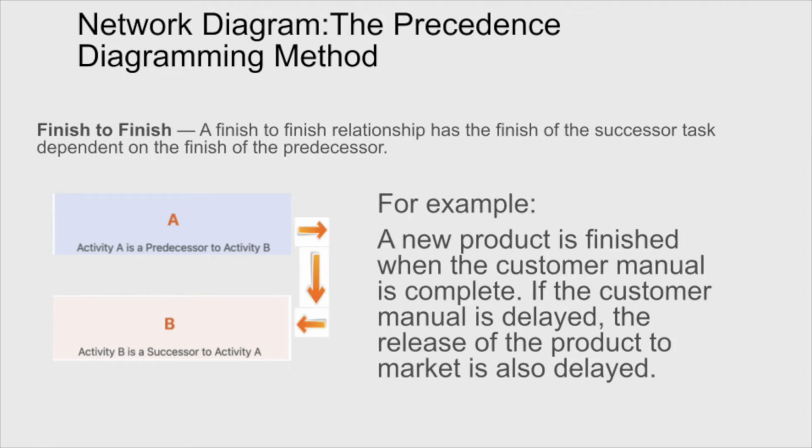Next, and similarly to start to start, is finish to finish. And what we're focused on here is when does it end. So the finish to finish relationship has the finish of the successor task, task B, dependent on the finish of task A. So, for example, a new product is finished when the customer manual is complete. If the customer manual is delayed, the product can't be released.